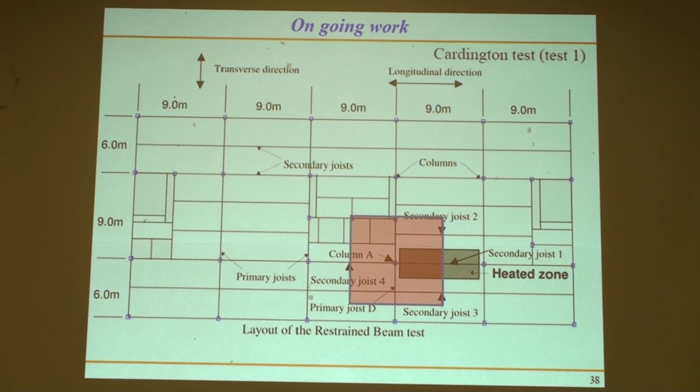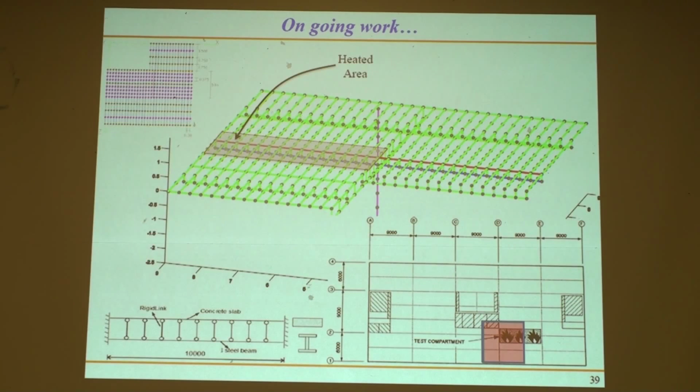So this is just a zoom in where we have secondary joists, we have primary joists, and we have columns. And this is an open area out here. It's a void in the slab. And this is the model that we right now are coming up with. We're modeling the beams, and we have a reinforced concrete section and a steel beam. So we're modeling them using rigid links.